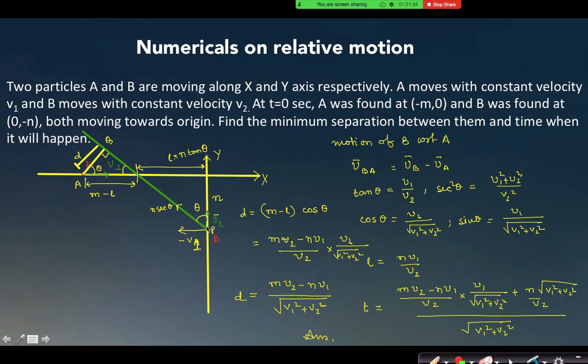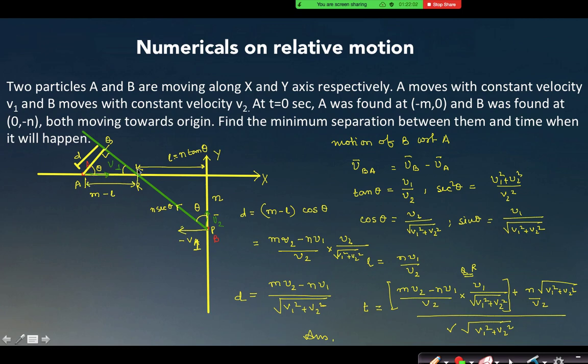Yes, sir. Yes. So I have to only find this length PQ, and then divide it by root under v1 square plus v2 square. How do I find the value of PQ? Suppose this point is R. First I have calculated QR. This entire part that I have written is nothing but QR, right? What is QR? It is (m minus L) into sine theta.